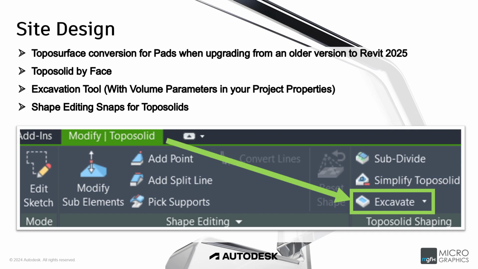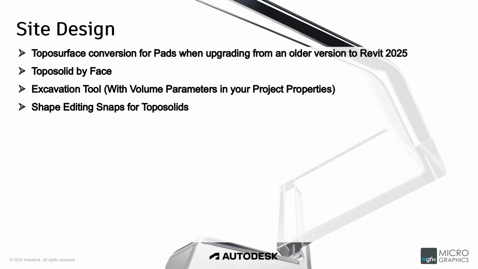And as per usual, you still have the same abilities to add points, add split lines, pick support. You can also convert lines when you have reset your element, and you're able to modify all the sub elements. And then shape editing snaps for topo solids are also now available.